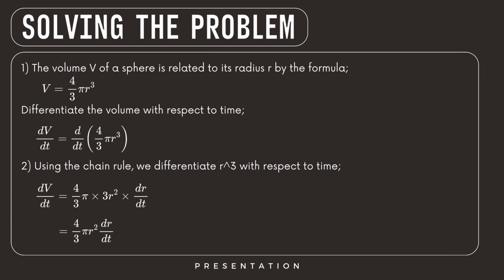To solve the problem, we start by understanding that the volume of a sphere depends on its radius. If the radius changes over time, the volume also changes. We need to find out how fast the volume is increasing as the radius grows. To do this, we look at the formula for the volume of a sphere and figure out how it changes over time. This involves focusing on how the radius is growing and how this growth impacts the overall volume. By breaking the relationship down step by step, we find a connection between the rate of change of the radius and the rate of change of the volume.